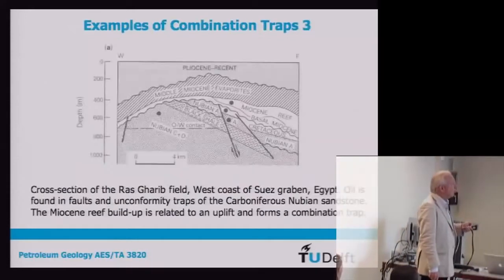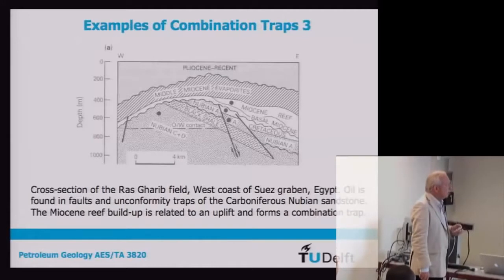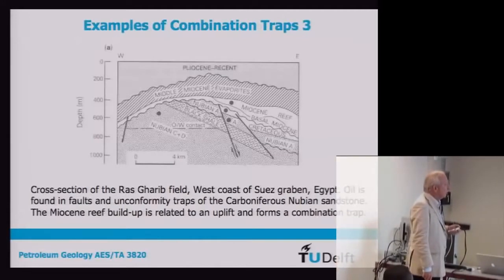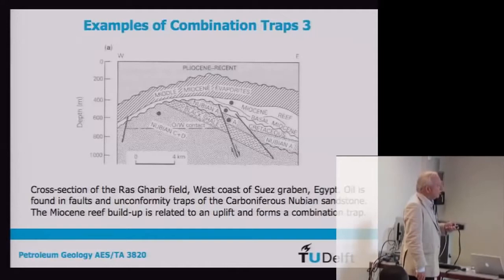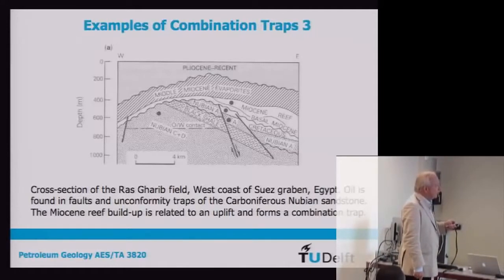And here, a similar structure, the Ras Ghari field in the Suez Graben in Egypt, where you see these Nubian sandstone here actually pinching out, and some of the Miocene reefal sandstone above it onlapping onto it. And then you have the evaporites, and in this case, the evaporites are the seal.